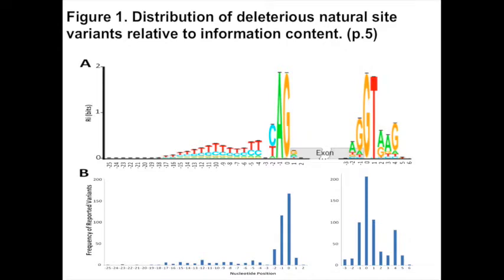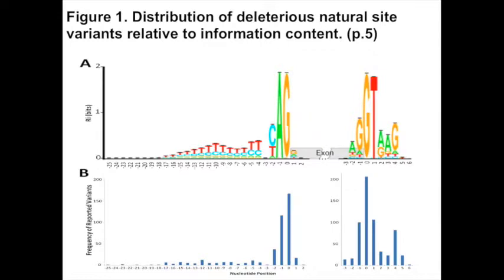I'm now going to go through our paper in order to get the main points across. This graph represents the distribution of deleterious natural site variants that we came across in our literature review. In total, we found 431 affecting acceptors and 604 affecting donors.